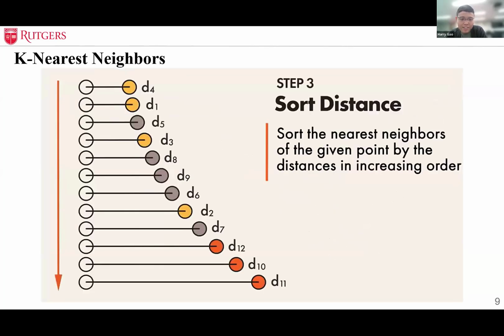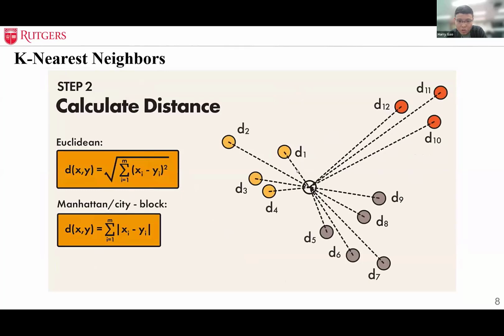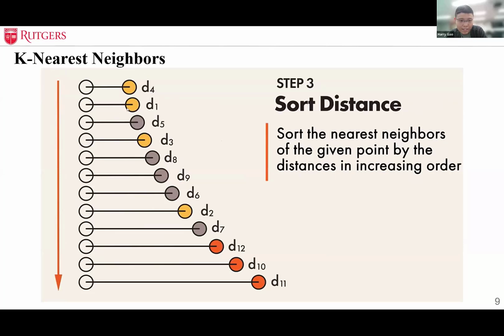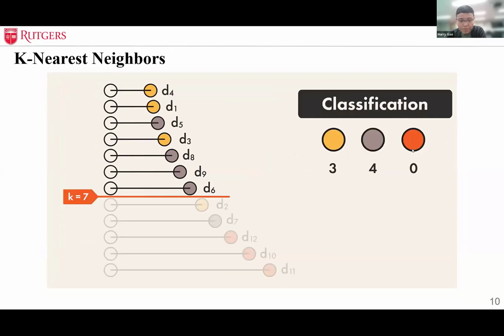After we get the distances, the next step is to sort them from the shortest to the longest. As you remember, D4 seems to be the closest, so it's ranked first here, and D1 second, and so on. And then it's the classification. We have K as the number of neighbors you want to keep. Here we have K equal to 7, so we want to keep the first 7.